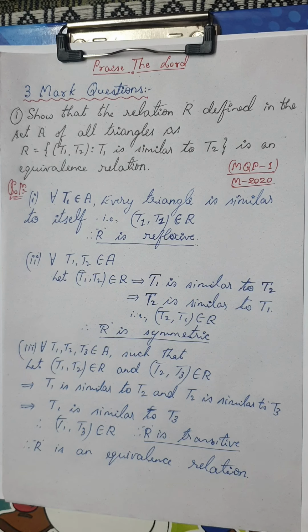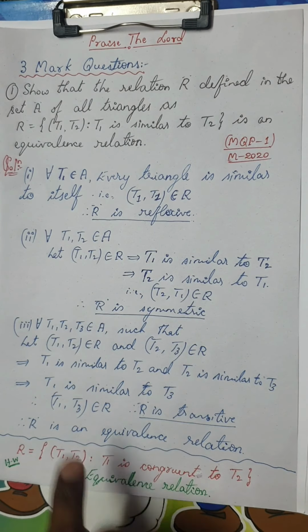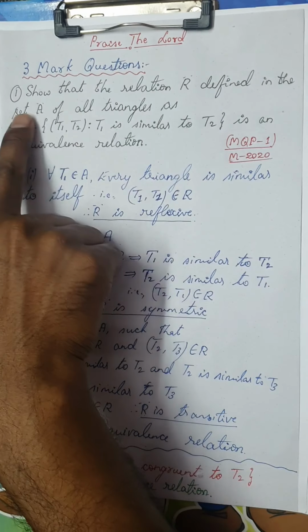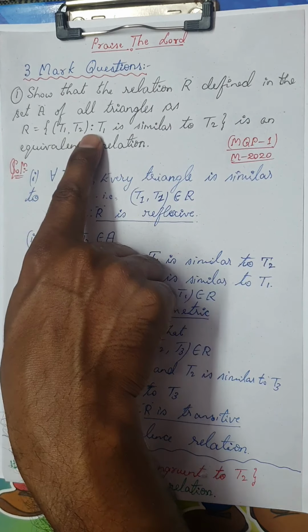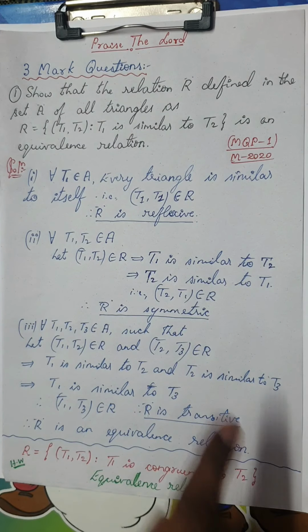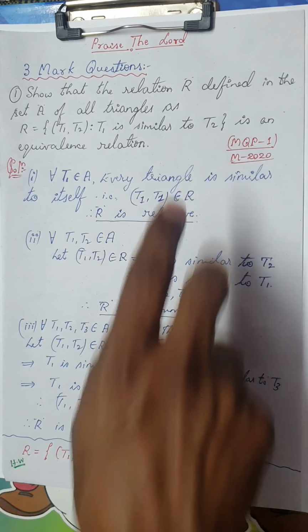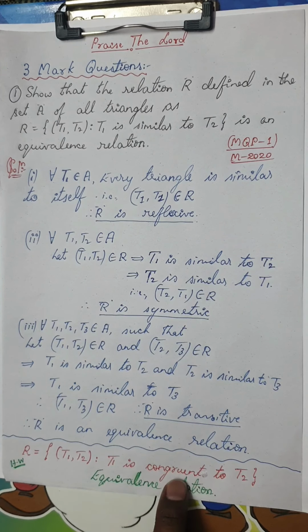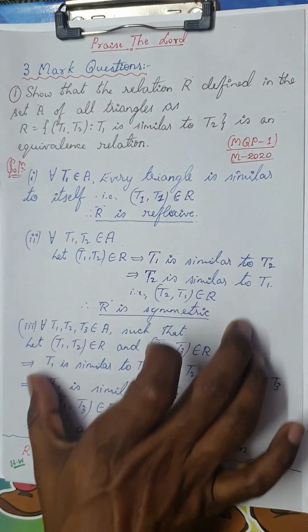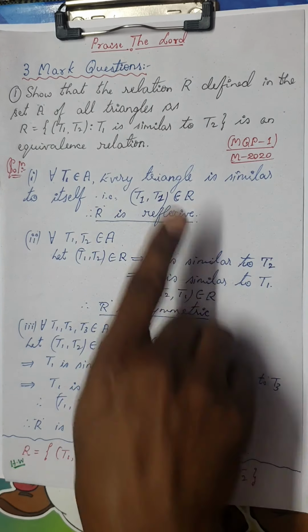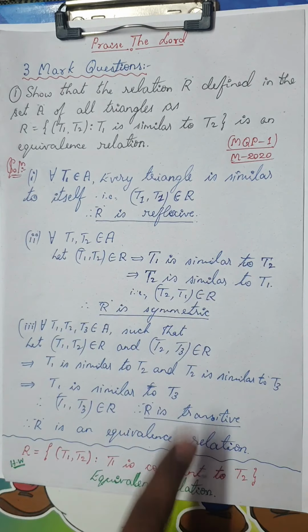Before I go to the next question, dear students, I'll give you one more question very similar to this, as an assignment. The question is: show that the relation R defined in the same set A, set of all triangles, as R = {(T1, T2) such that T1 is congruent to T2}. Here the earlier question was T1 similar to T2. This question would be T1 congruent to T2. This question follows exactly the same procedure. The only thing that changes is that wherever you have similar to, write congruent to.